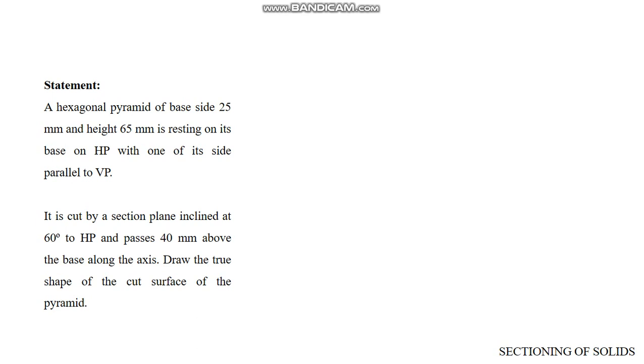The statement of the first problem is this: a hexagonal pyramid of base side 25 mm and height 65 mm is resting on its base on HP with one of its sides parallel to VP. It is cut by a section plane inclined at 60 degrees to HP and passes 40 mm above the base along the axis. Draw the true shape of the cut surface of the pyramid. So here is the solution.